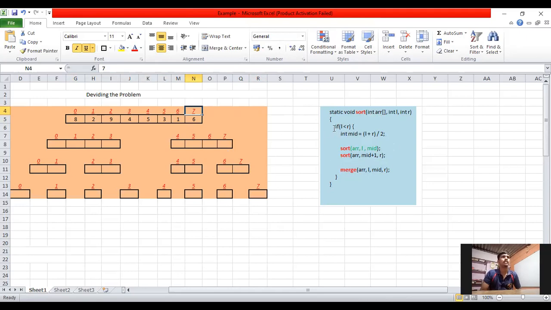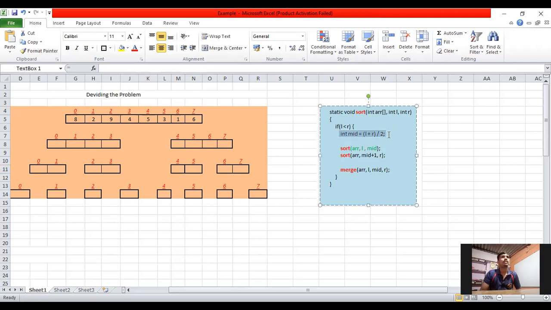In the first step we check the condition. Our breaking condition is that left must be smaller than right. That means the lower bound should be less than the upper bound. In other words, at least two elements have to be present in our array to be sorted.